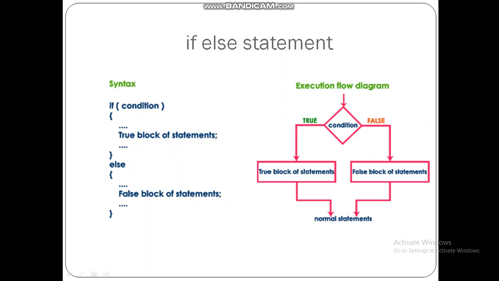Now let's come to the flowchart. In the flowchart, first we are going to check the condition. If it is true, this block of statements will be executed, and if it is false, this block of statements will be executed. Then after that, the control will go to the next statements that will follow, which may or may not follow depending on what program you are doing.